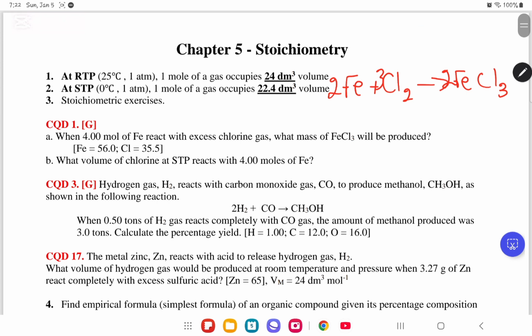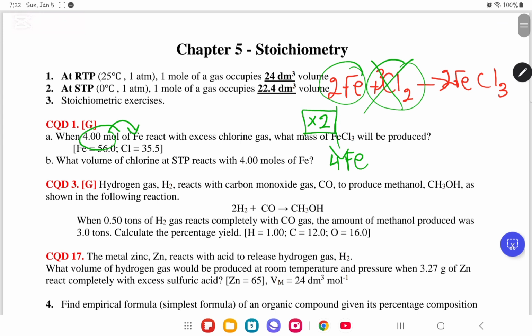They told us it's reacting with excess chlorine, so chlorine is out of the question. We are not considering chlorine right now. They told us 4 moles of Fe. We have originally 2 moles of Fe, but then it became 4 moles of Fe. How does the 2 become a 4? Very simply by multiplying it by 2. So that means FeCl3 will go from 2 moles, multiplied by 2, to 4 moles of FeCl3.